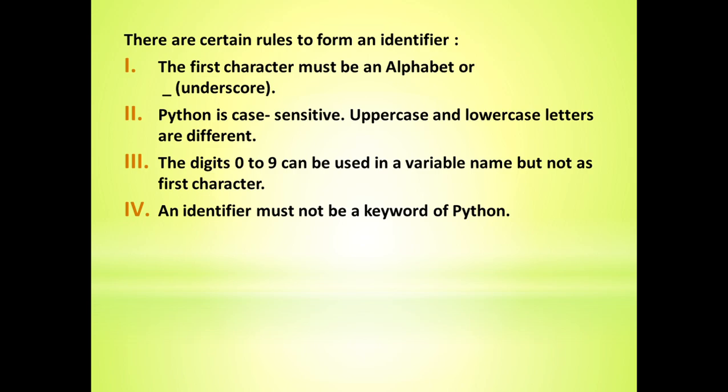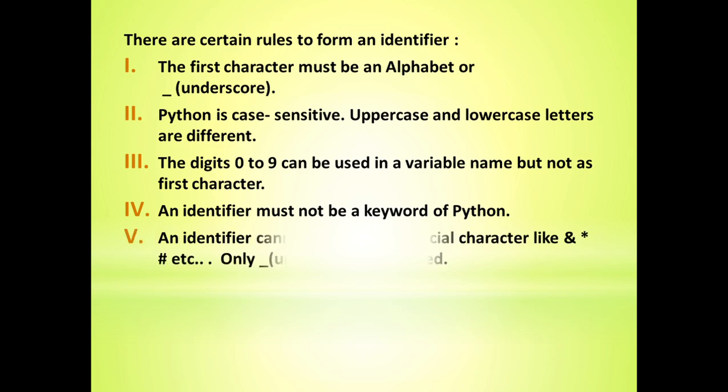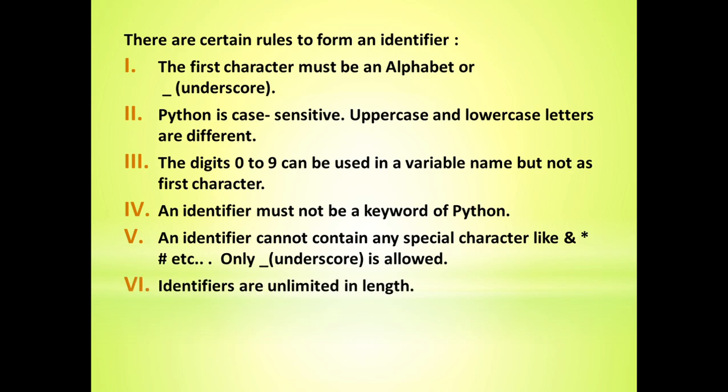An identifier should not be a keyword of Python. It cannot contain any special character, but the only special character allowed in an identifier is underscore. You can have an identifier of any length, that is, any number of characters can be coined together to form an identifier.